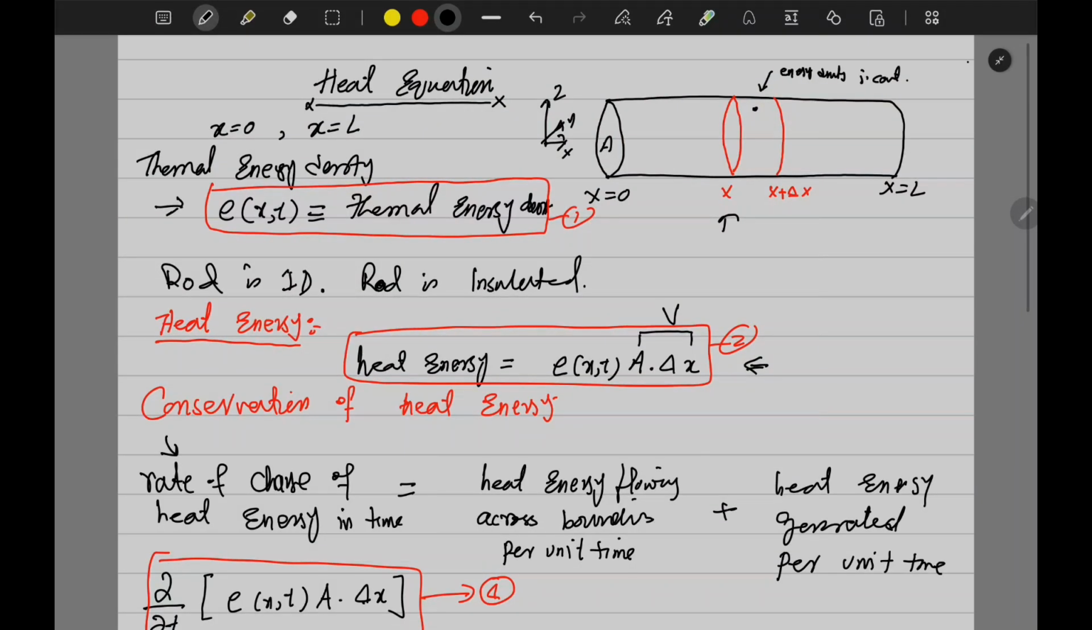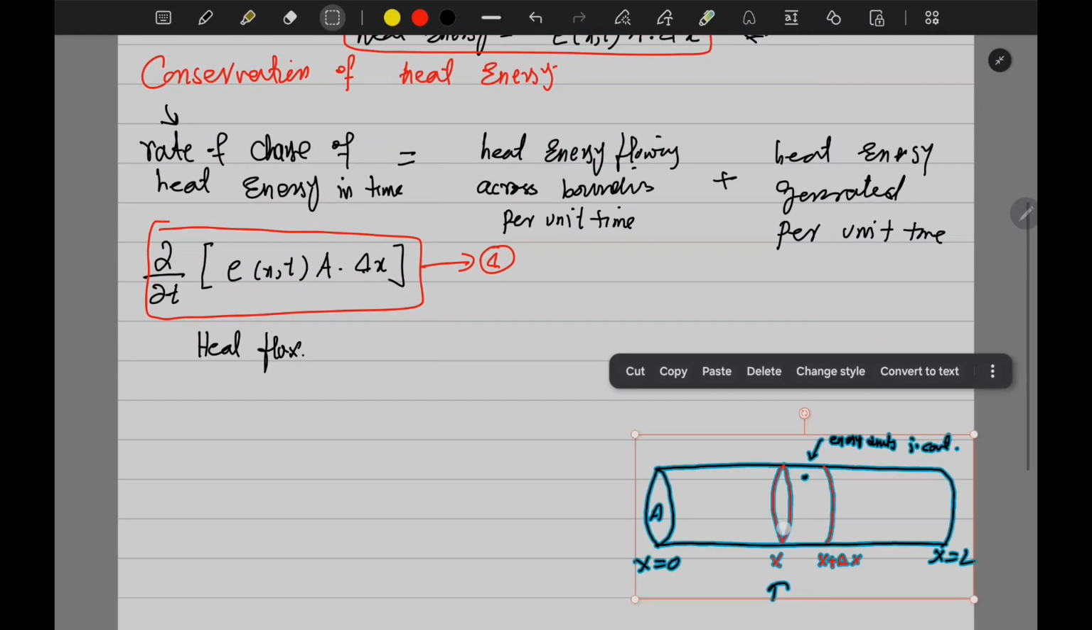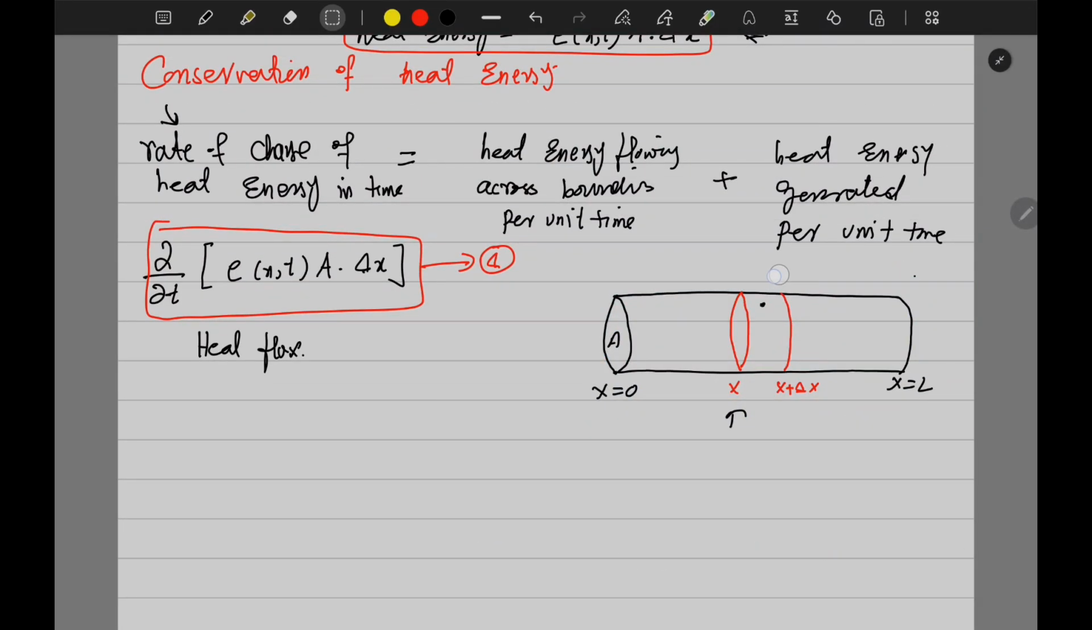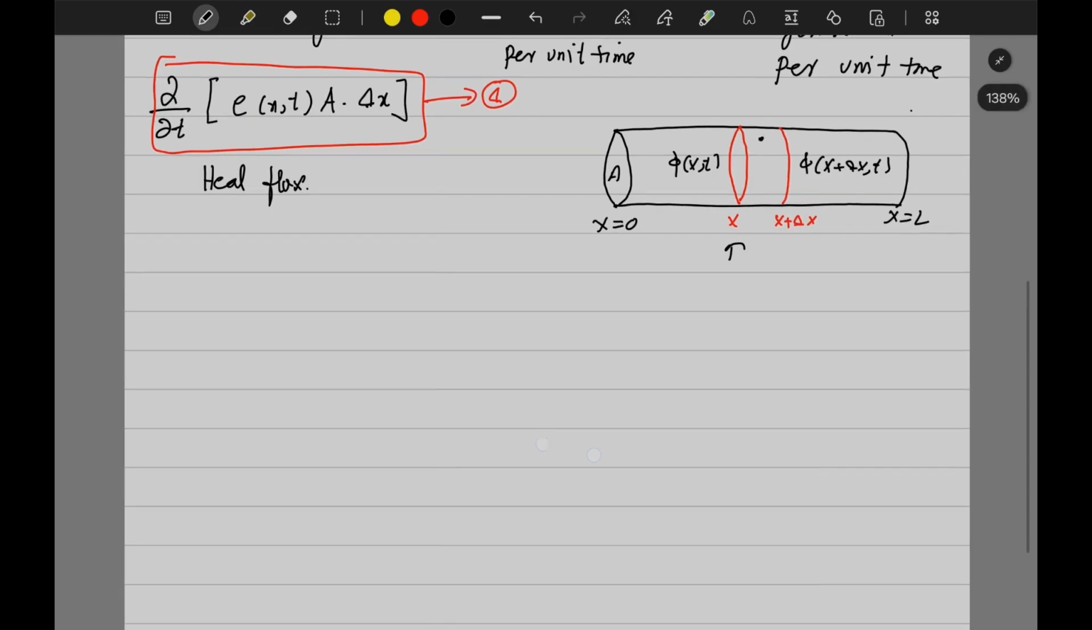What does it mean? So here, heat flux means that heat is flowing. Heat flux is given by this phi, phi of x plus delta x in t. So heat flux is the amount of thermal energy per unit time flowing to the right per unit surface area.